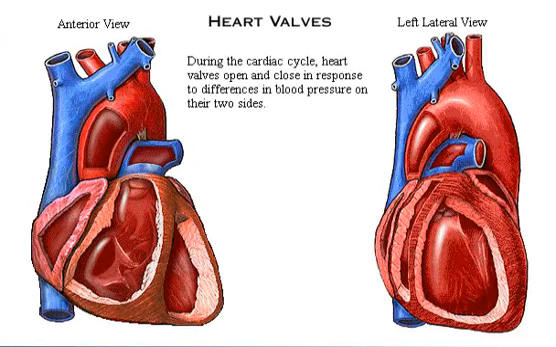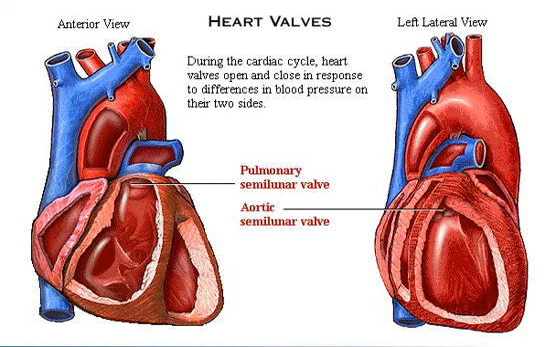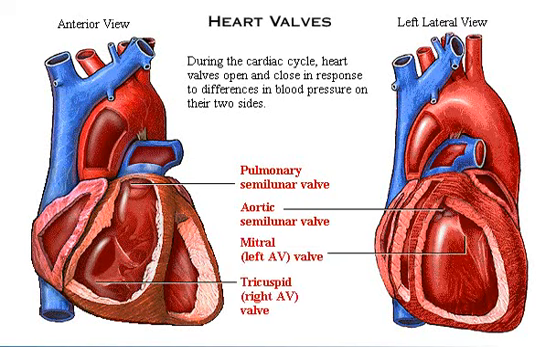During the cardiac cycle, the heart valves open and close in response to differences in the blood pressure on their two sides. These illustrations show the pulmonary semilunar valve, the aortic semilunar valve, the mitral or left atrial ventricular valve, and the tricuspid or right atrial ventricular valve.